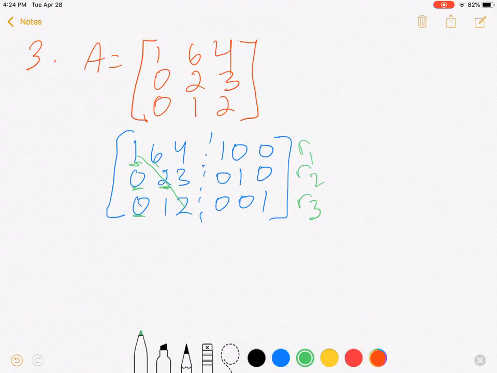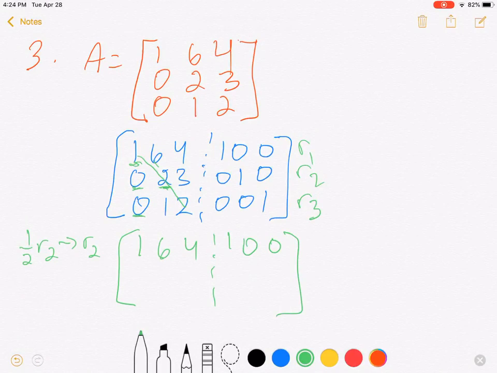We need to get this 2 to be a 1 next. That's our next step, is get that 2 to be a 1. So if you multiplied by a half, so if I took 1/2 times row 2 and replaced row 2, then I would have my 1 where I want it to be. So that's a 1. This is going to become 3/2. This is going to be 0. This is going to be a 1/2. This is going to be 0. We didn't do anything to this guy right here. He stayed exactly the same.